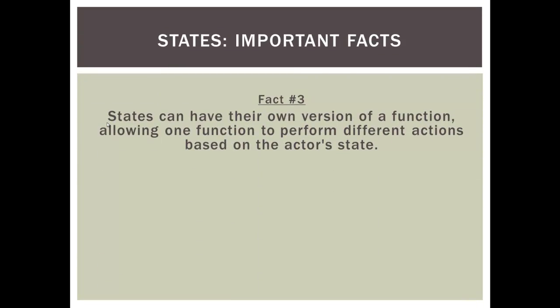So, fact 3. States can have their own version of a function, allowing one function to perform different actions based on the actor's state. Now, this is very similar to delegates. It's also another thing that's very unique to the state system in Unreal. You can call a function by its name, but based on the state that the actor is in, the version of that function will be different. So you can define a function with the same name and the same parameters multiple times within a class, as long as they're all in different states, and then when you call that function generically, it will call the version of that function that's in the particular state of the actor.